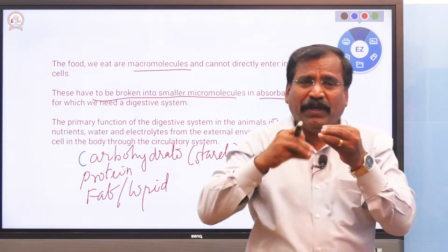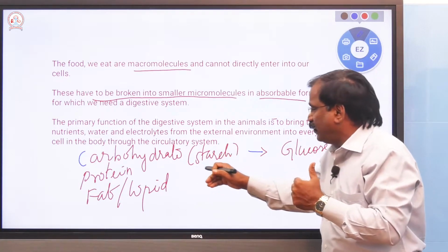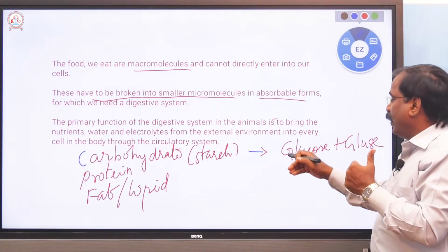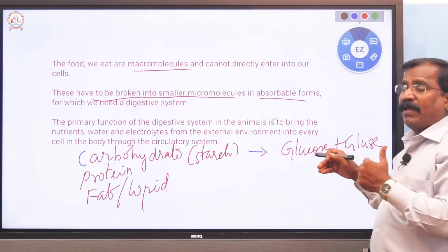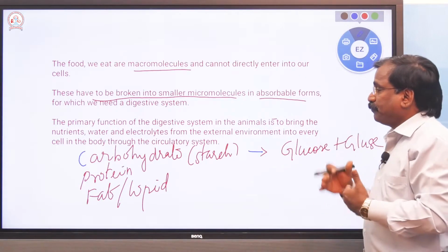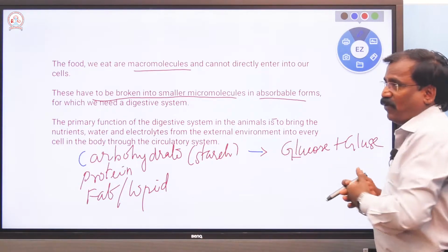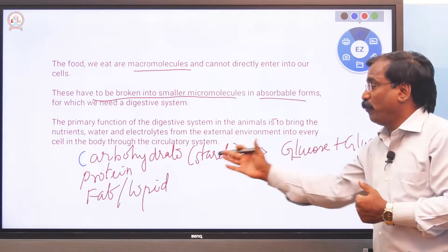So it should be converted into micromolecules. அப்ப starch is the macro. இது என்ன ஆகுது? That glucose plus glucose convert ஆகுது. So our body can absorb only the glucose, not the starch, since it is a macromolecule.